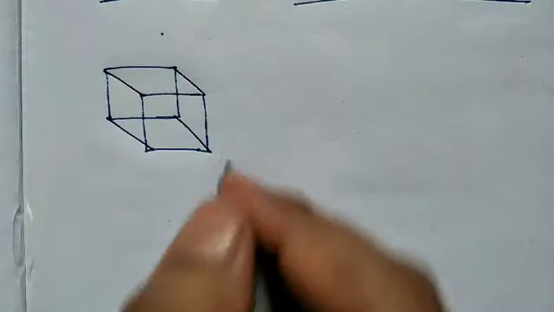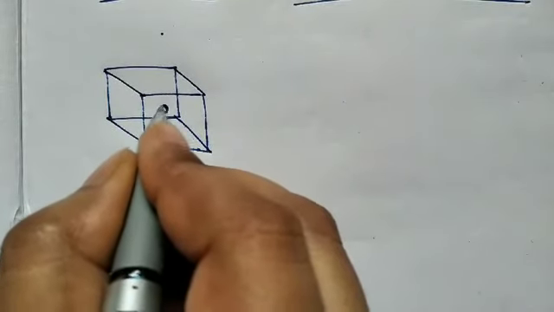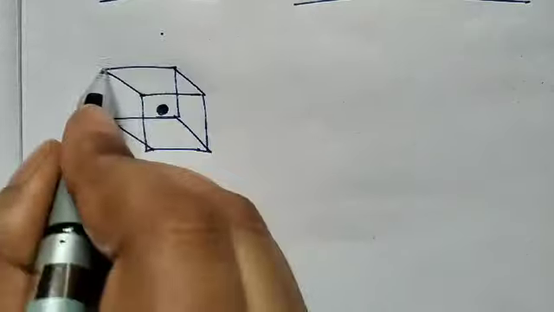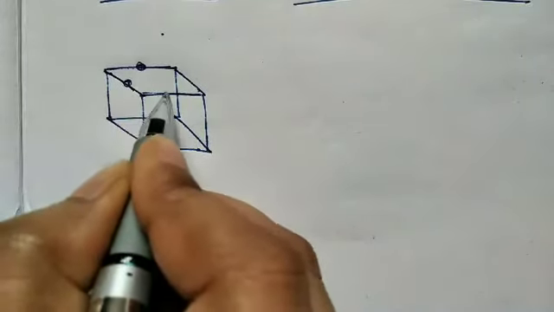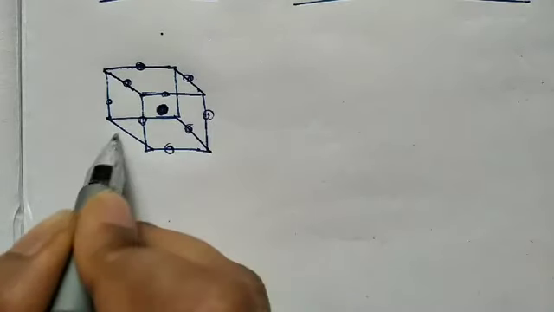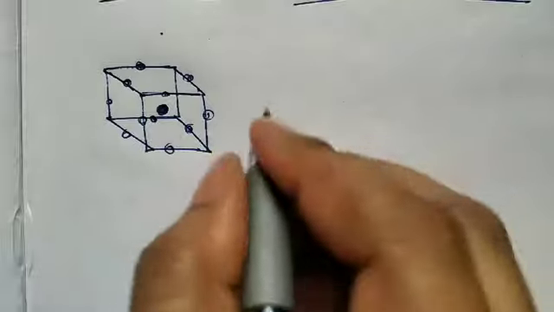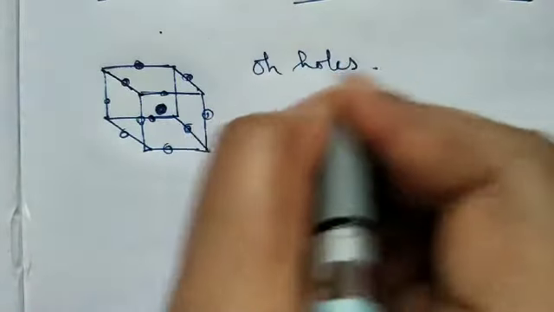Okay, if you calculate, actually in a cube, in the middle one octahedral hole remains, and in the edges, these are the edges of a cube. In the middle of every edge there is one octahedral hole present. Then what is the total number of octahedral holes in a cube?